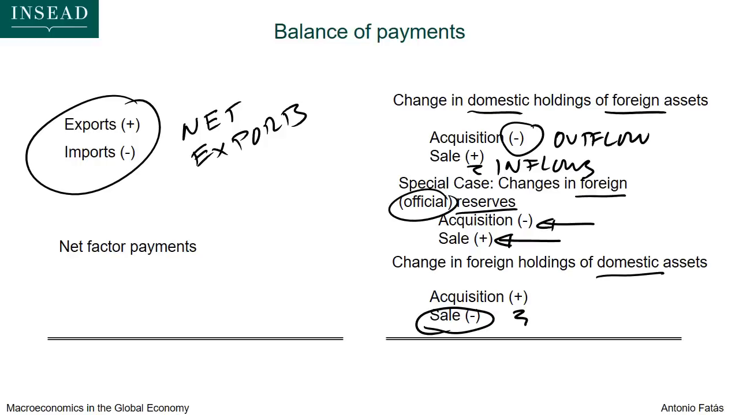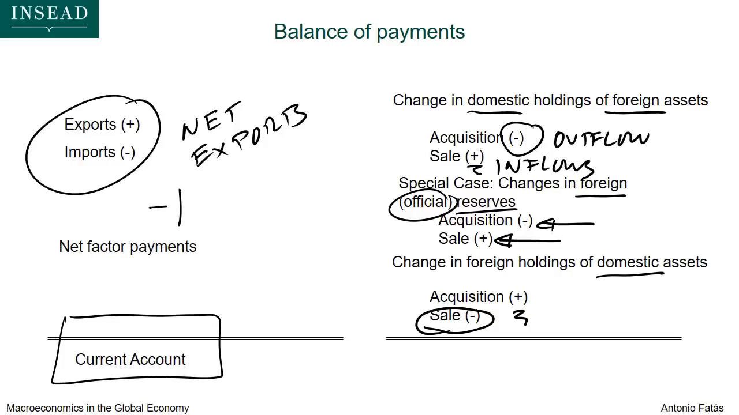Now, once we have all the items of the balance of payments in this way, we can talk about the two sides of the balance of payments. The left-hand side is what we're going to call the current account, which is just net exports plus net factor payments. The right-hand side is going to be what we call the capital and financial account, which is a summary of all the capital flows.